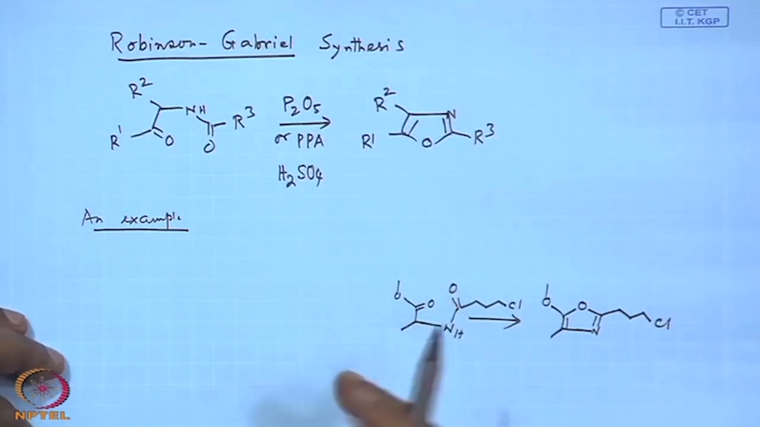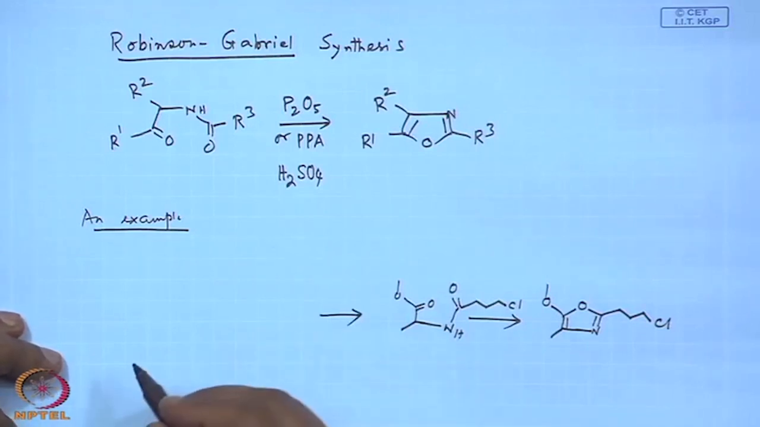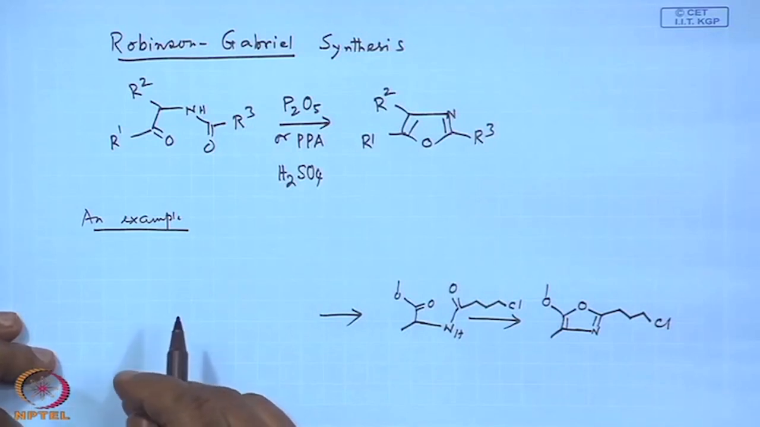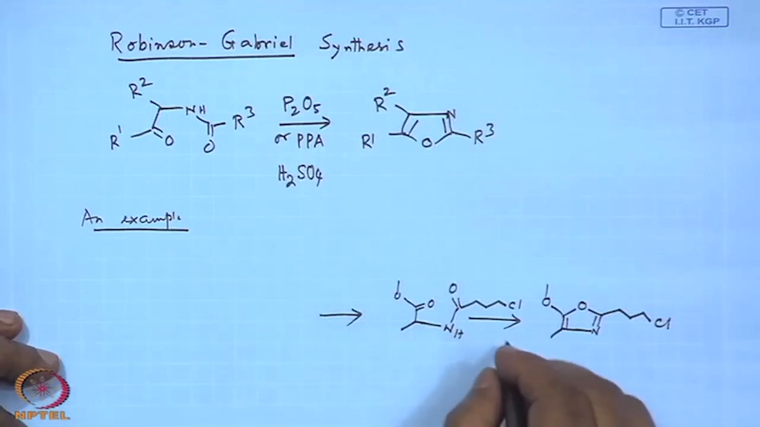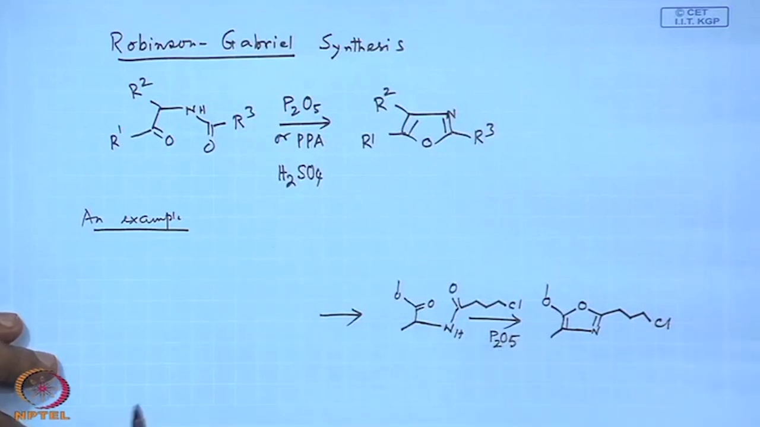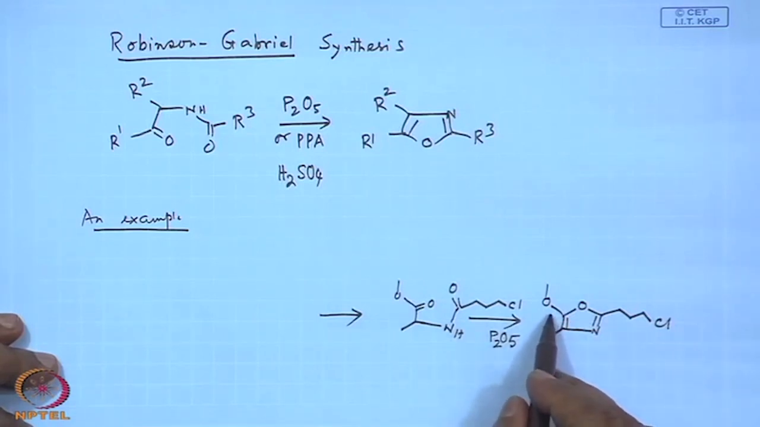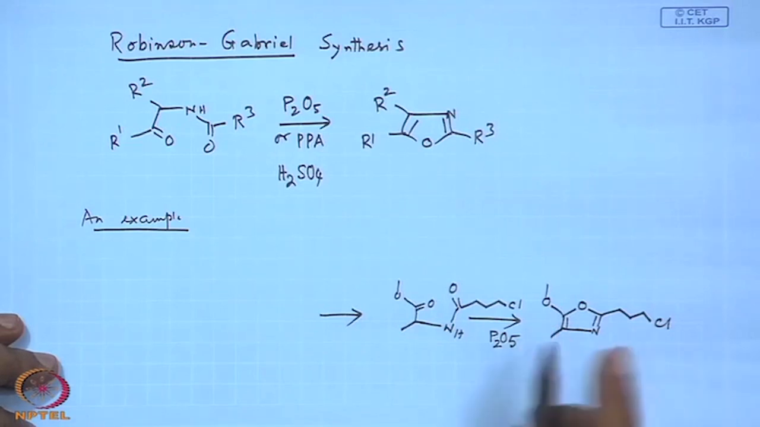Now you can guess what should be the next starting material. It's pretty easy. At this level, we can find out what the next starting material should be. This one proceeds through this Robinson-Gabriel synthesis. You just put phosphorus pentoxide, that would give you this one. Instead of the R, you can actually accommodate OMe, that is the advantage. So, what is this?